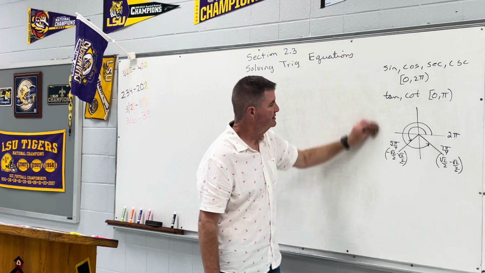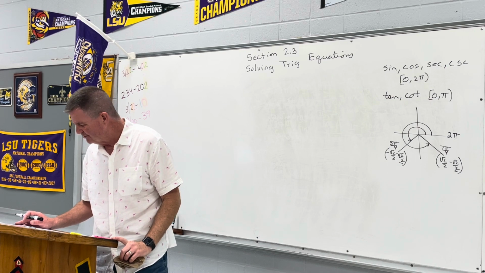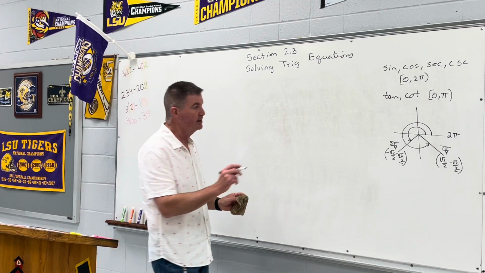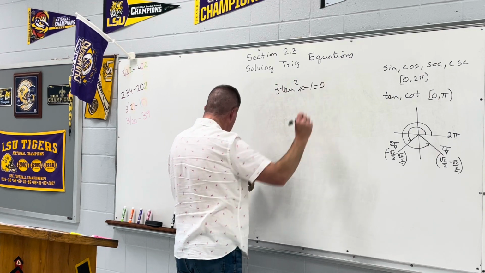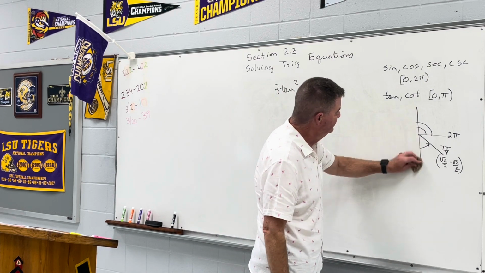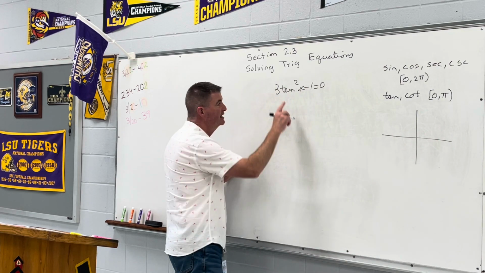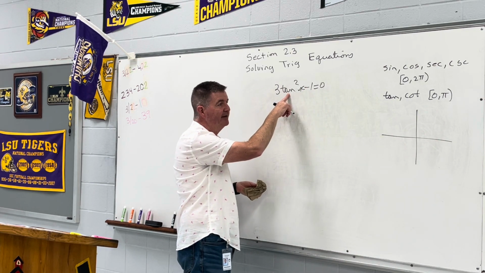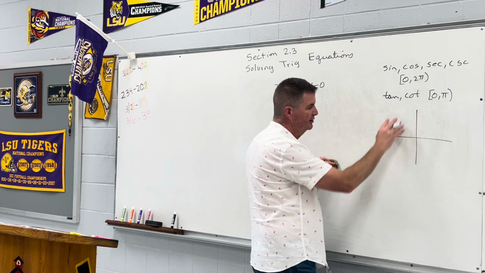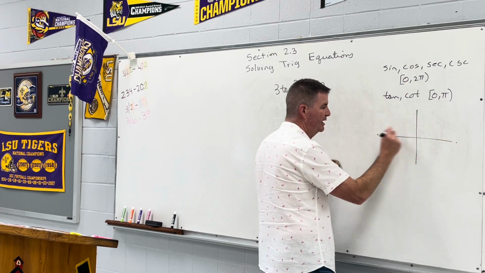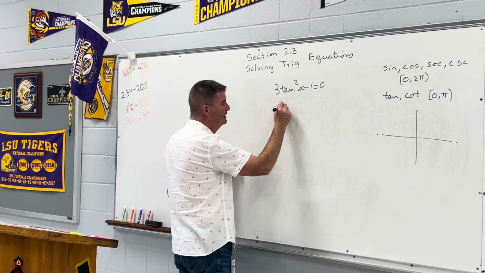So the next one, example number 2, says that we want to solve 3 tangent squared x minus 1 equals 0. I'm going to erase this here because we're going to use another one. Okay? The first thing I'm seeing is tangent, and I know that tangent has only a period of 0 to pi. So instead of looking at the whole circle, I'm only looking from 0 to pi. I'm only looking in the first 2 quadrants. So I'm going to do the same thing I did with the last one.